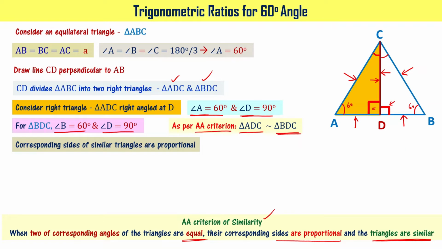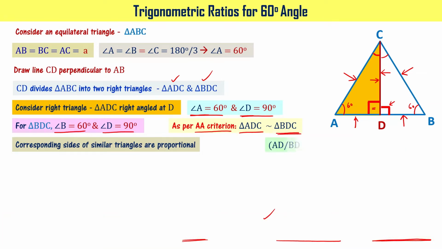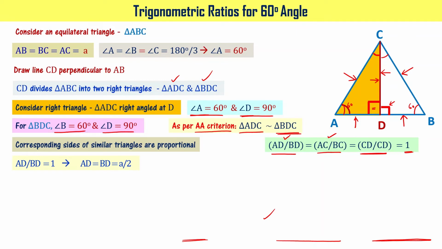They are proportional. Okay. When you say that, you can write it as AD by BD, that is equal to AC by BC, that is equal to CD by CD. Okay. You have CD by CD, that is equal to 1, right? For that reason, we can say that AC by BC equal to 1 and AD by BD equal to 1. Understood? When AD by BD equal to 1, what does it mean? It means that AD equal to BD, right?